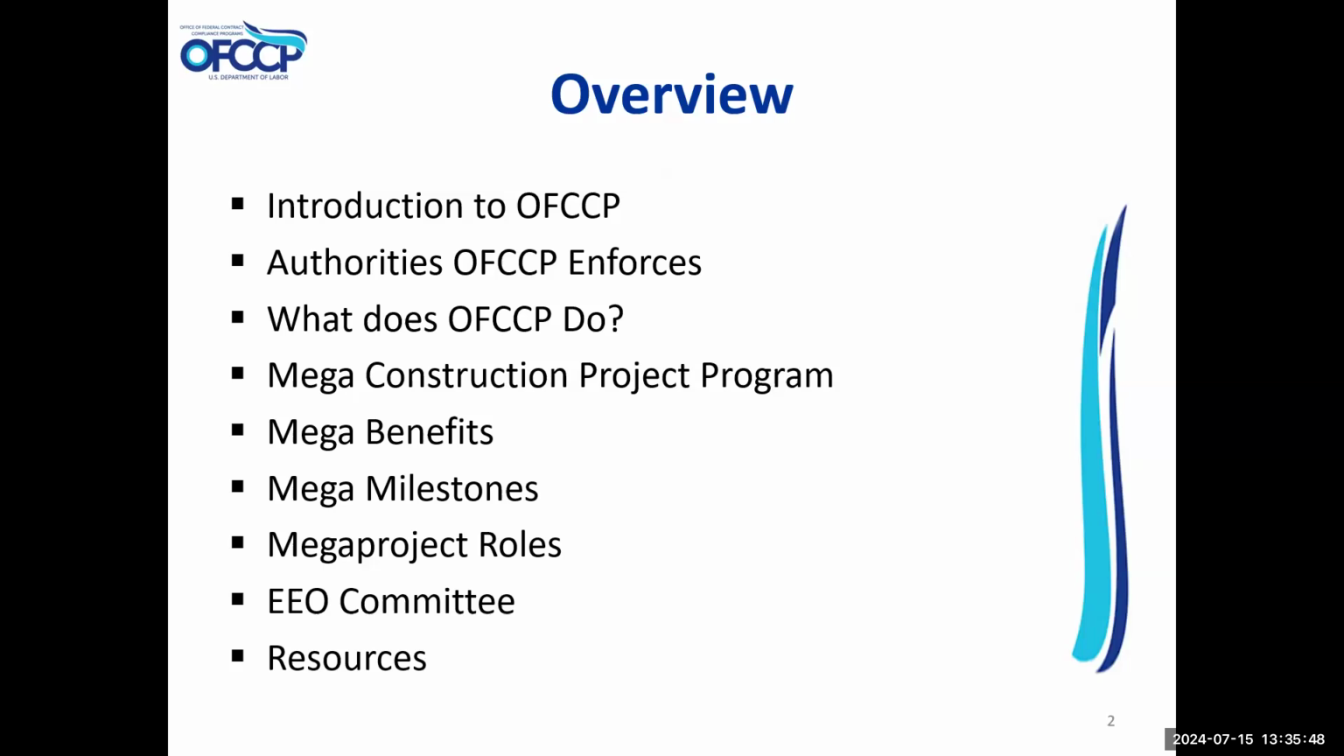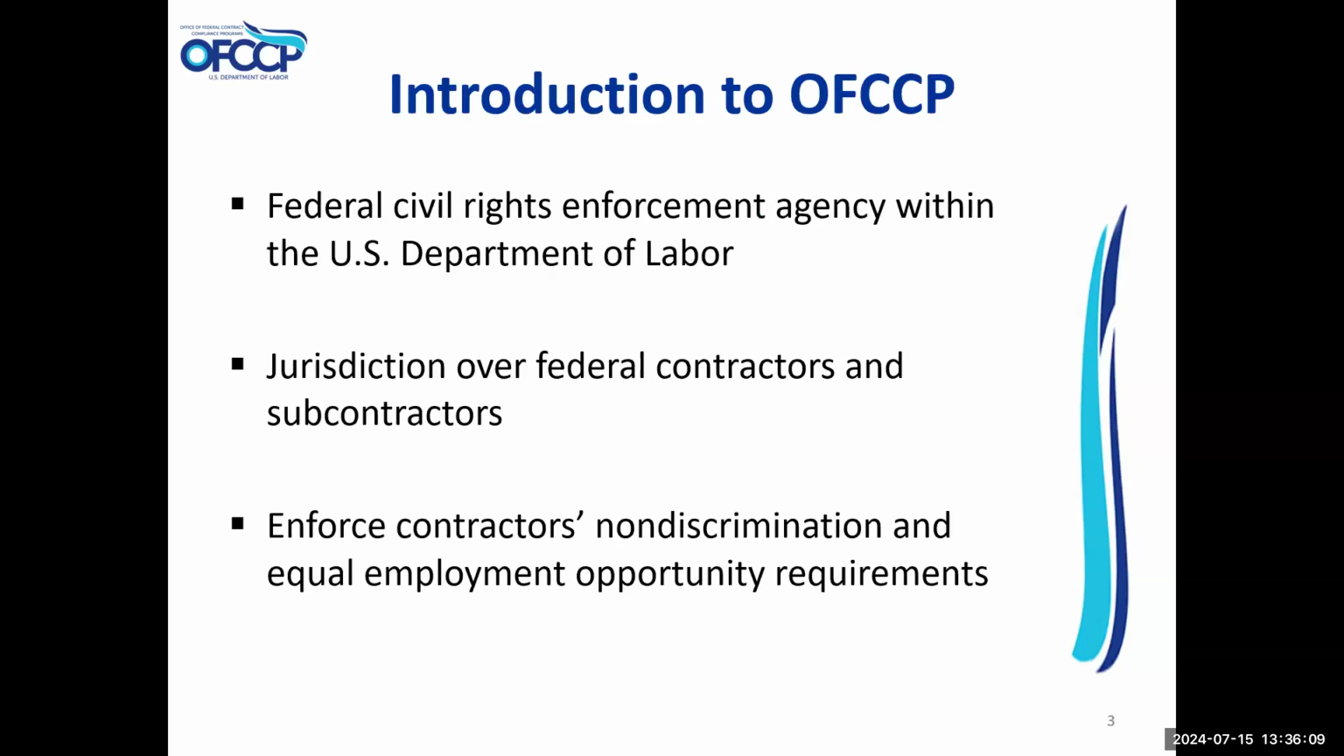Today, we will give you a brief overview of OFCCP, what we do, and then focus on the Mega Construction Project Program and the requirements of federal construction contractors. And we will have a Q&A session at the end of the presentation to address any questions that you may have. OFCCP is a civil rights agency within the U.S. Department of Labor with jurisdiction over federal contractors, which employs 1/5 of the American workforce. We enforce laws to ensure companies doing business with the federal government do not engage in unlawful discrimination, and that they comply with the requirements to take affirmative action to ensure that all qualified applicants and employees have equal employment opportunities in the workplace.